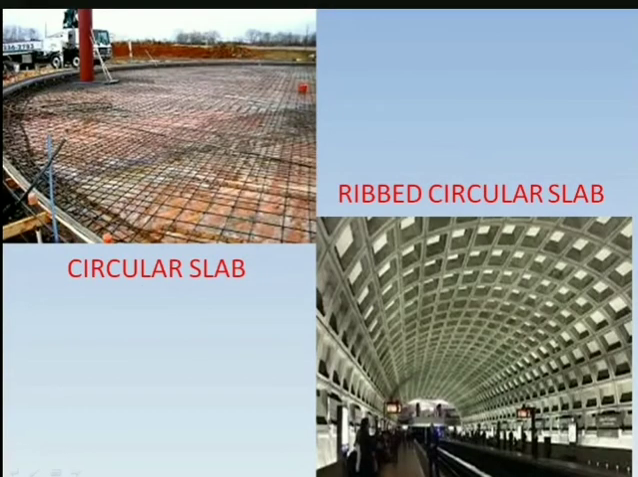Now next is your circular slab. Many times structures such as domes, stadiums, or the bases of water tanks have circular slabs. So these are the examples. Again, I have here an example of a ribbed circular slab. See how beautifully it is designed. So these are all very interesting if you go into design.